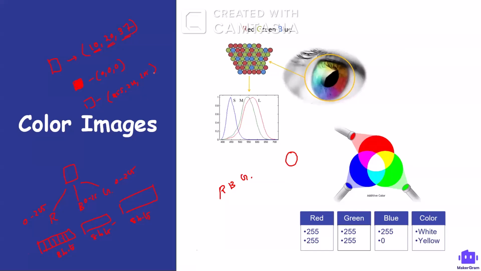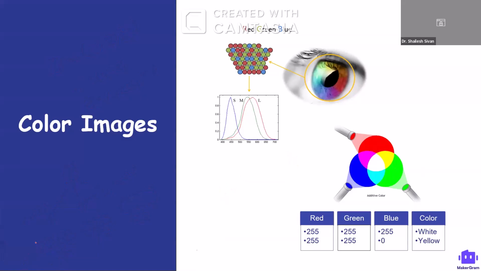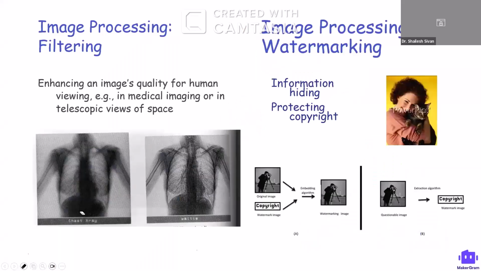Yes, sir. So the yellow color, we know yellow is a combination of what? Red and green, right? So can you tell me what is the representation of yellow? 255, 255, 0. Yes. The high intensity red, the high intensity green, and blue is absent there. Hope it is clear for you. Everyone, is it clear? So this is the representation of colors.